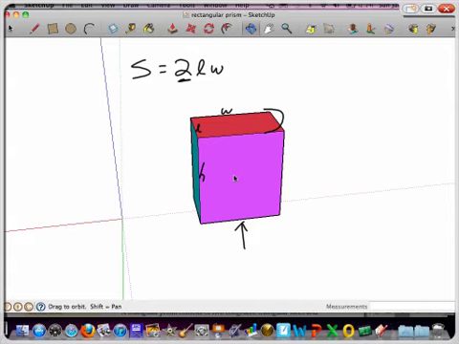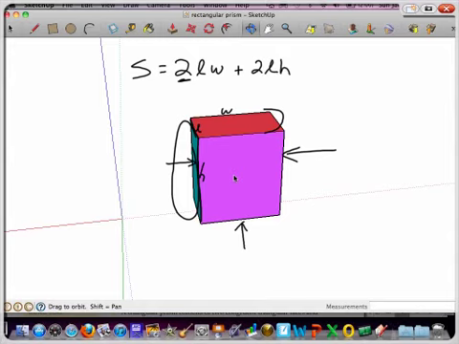If I want to figure out this side right here, that would be this, which we called L, times the height. That would cover this side. It would also be that side. So for that one, it would be 2 times the length times the height.